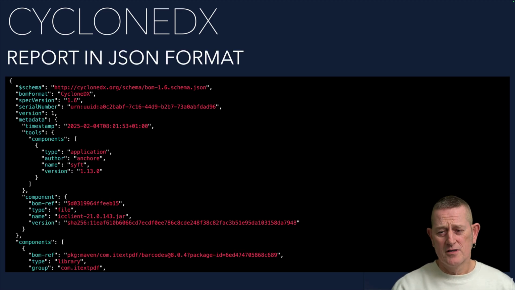And this is a typical JSON format of an SBOM report in JSON from CycloneDX. You see it contains the schema, the version of the spec, the serial number, and so on. And then in the lower part, you have the components. Now you get information about all these different components that you have in your application. Well, that's quite useful.